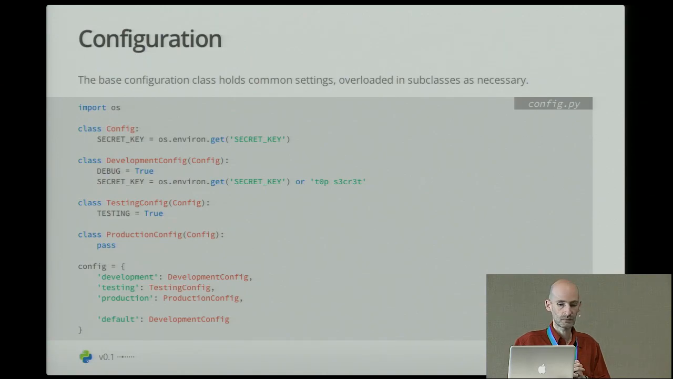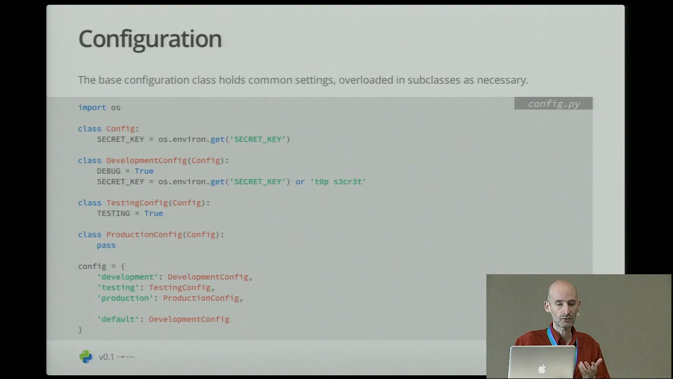And under each of those, I put the things that are specific to each configuration. Okay? In this case, development configuration sets debug to true. I want to run in debug mode. And then I have a secret key that I override from the base configuration. In the base configuration, I want my secret key to be obtained from the environment.